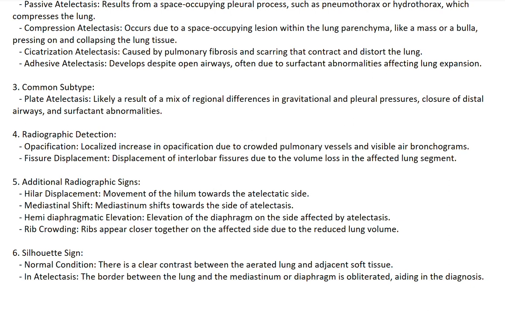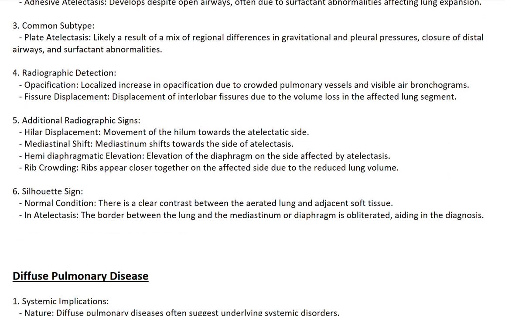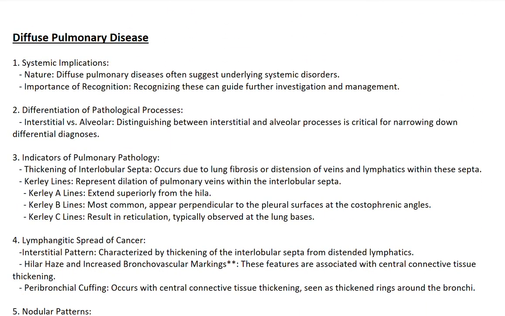6. Silhouette sign. Normal condition: there is a clear contrast between the aerated lung and adjacent soft tissue. In atelectasis, the border between the lung and the mediastinum or diaphragm is obliterated, aiding in the diagnosis. Atelectasis is a condition marked by significant changes in lung structure and function, readily identifiable on radiographic images through specific signs and patterns, which help in accurate diagnosis and management.